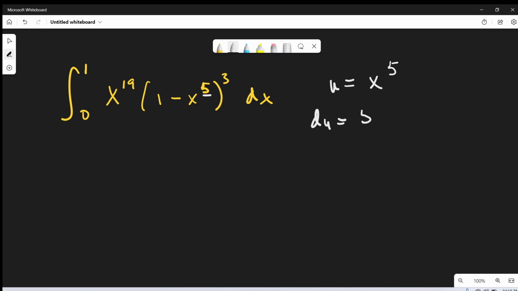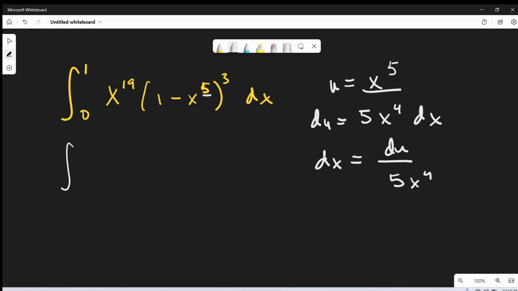So for du, we're going to have 5 x to the 4th dx. Now let's solve for dx so that we can get it all ready to go. So we're going to have du over 5x to the 4th. Then let's make this substitution. So let's see what's going to happen. For our bounds, we plug a 1 in here, and we're going to have just a 1. And we plug a 0, and we have 0. Now from our dx term, I'm just going to pull this out as a 1/5. That's just going to be a constant. We'll pull that out front.